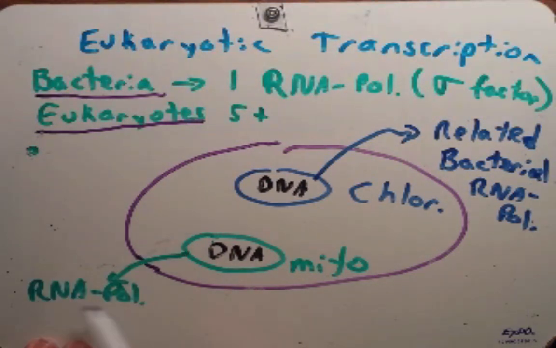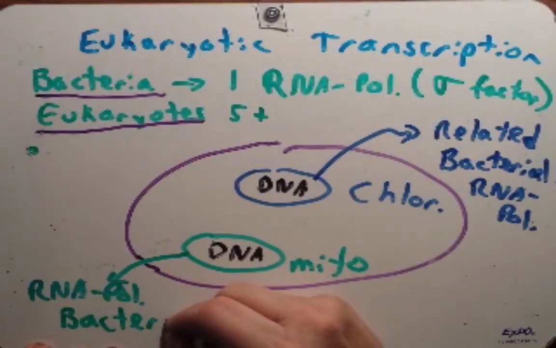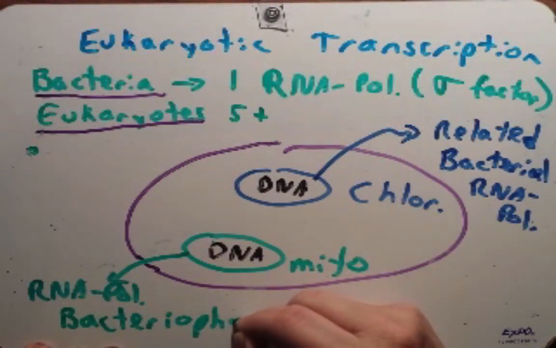Now, interestingly, the RNA polymerase found in mitochondria is most closely related to RNA polymerase found in bacteriophage, both structurally and by sequence.